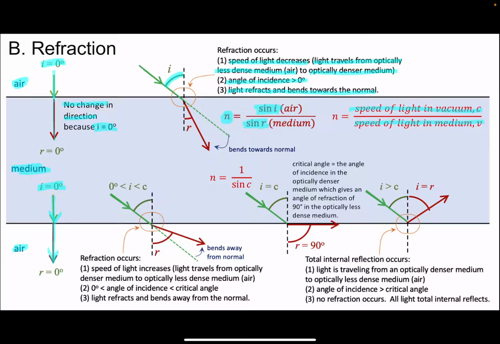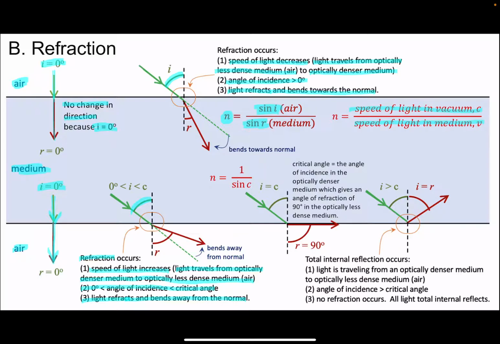Now, what happens when the angle of incidence is between 0 and the critical angle? In this case, the light will refract. Refraction occurs, the speed of light will increase because the light is traveling from an optically denser medium to an optically less dense medium such as air. The angle of incidence is bigger than 0 but less than the critical angle. The light will refract and bend away from the normal.